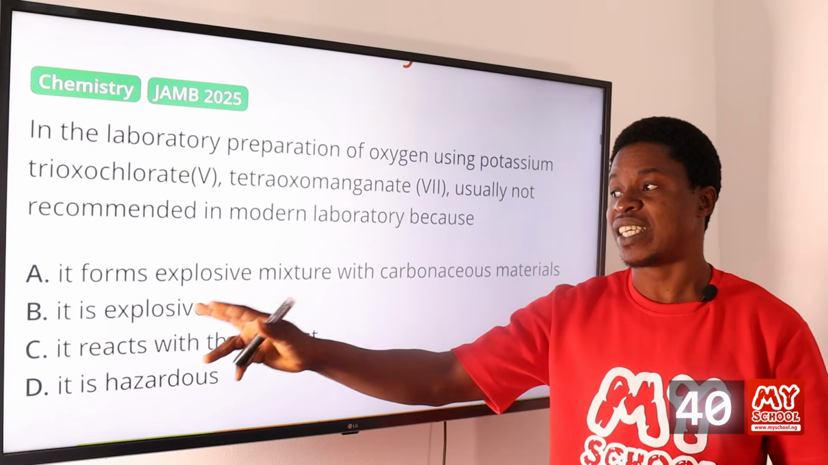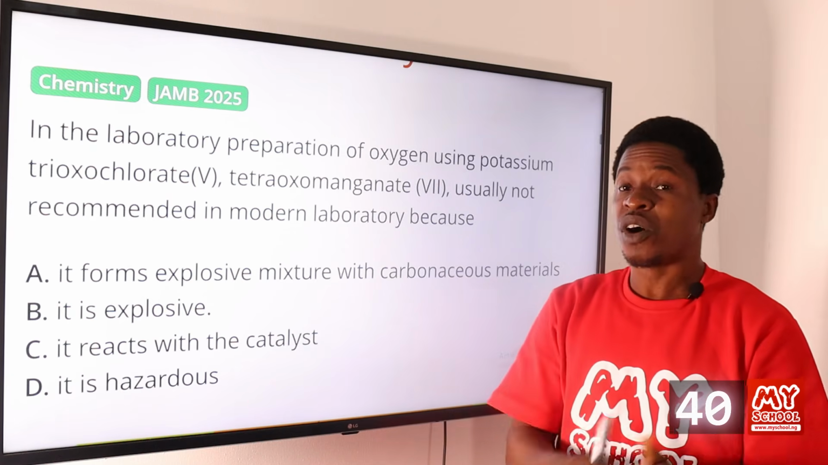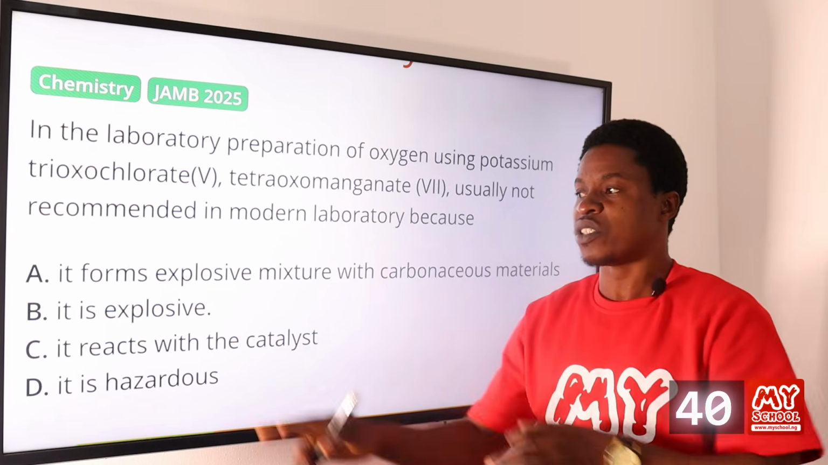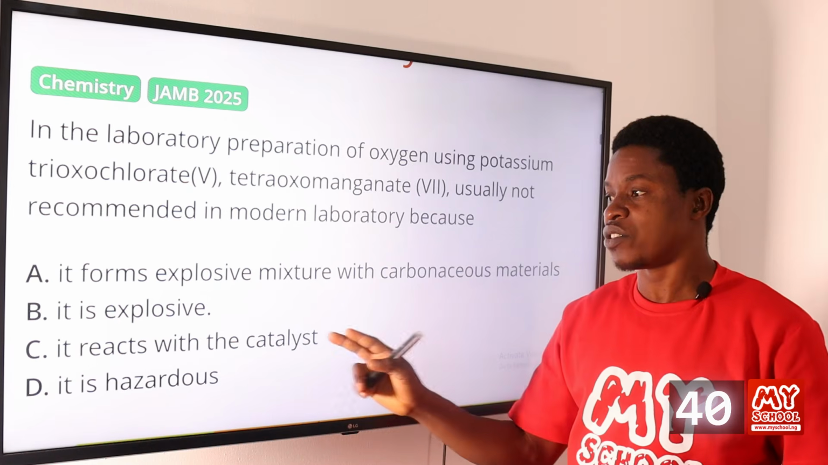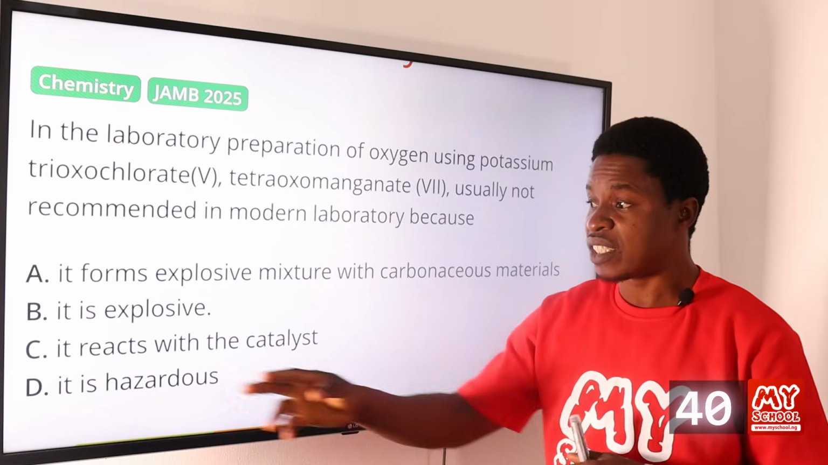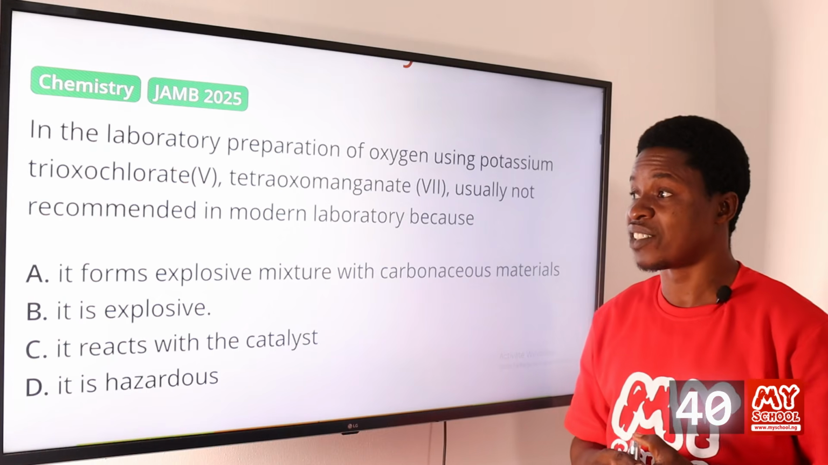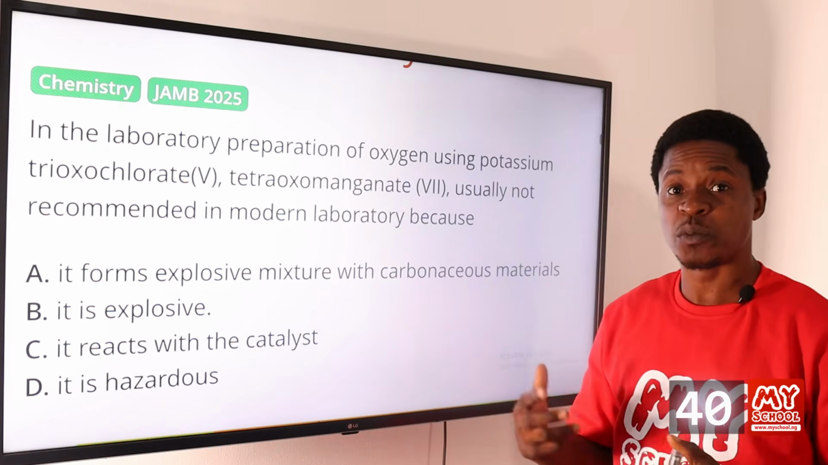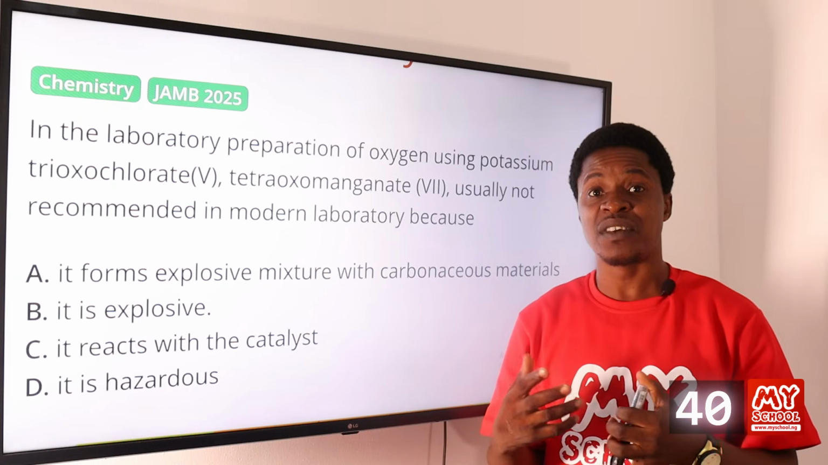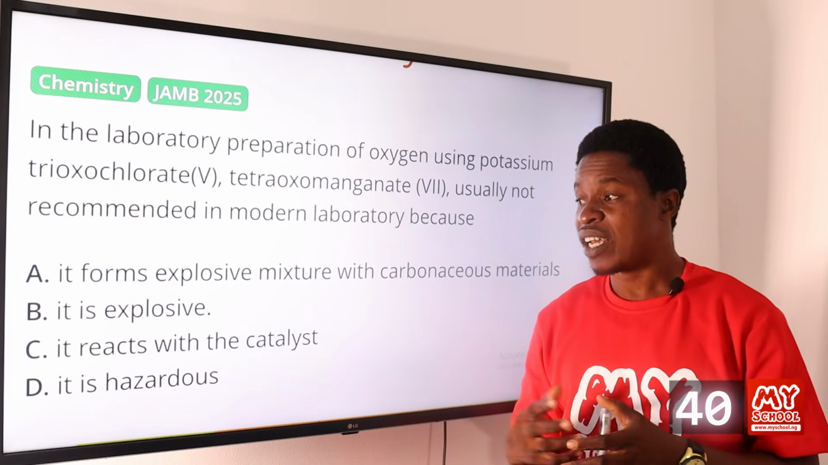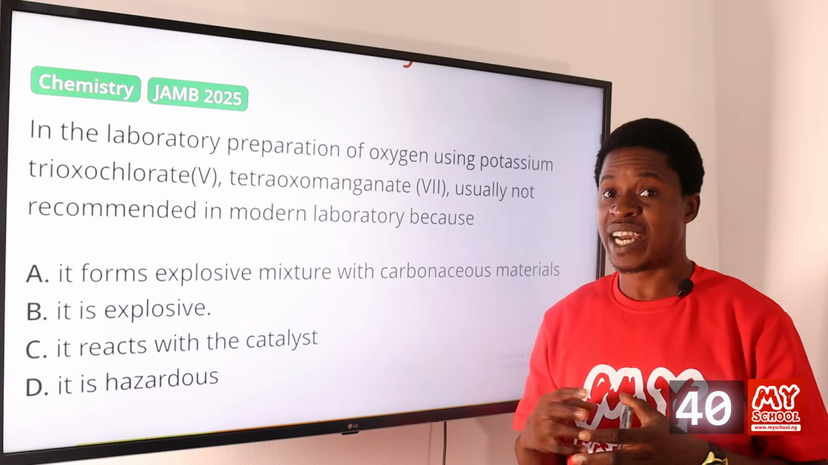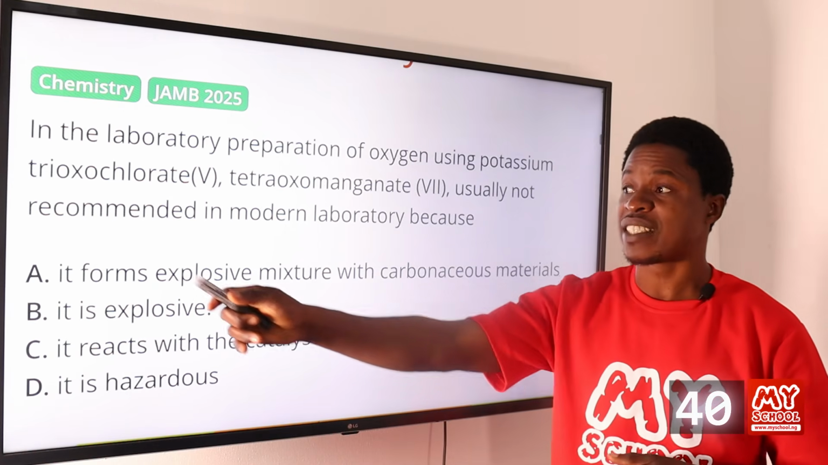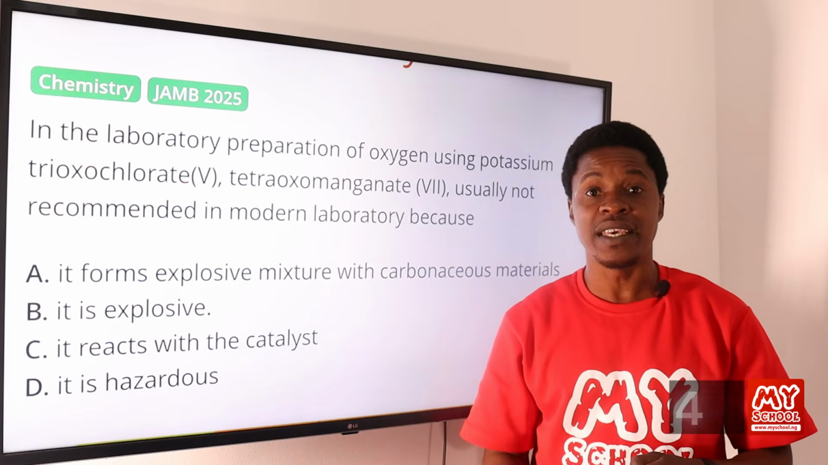Option B, I said it is not explosive on its own until it comes in contact with this. So it is not B. It reacts with the catalyst? No, that's not what happens with it. Option D says it is hazardous, yes, but that is not why. On its own, it's when it reacts with that that it can explode. And anything that is explosive is hazardous and can cause harm; in the lab we try to avoid that. So the correct answer is option A.